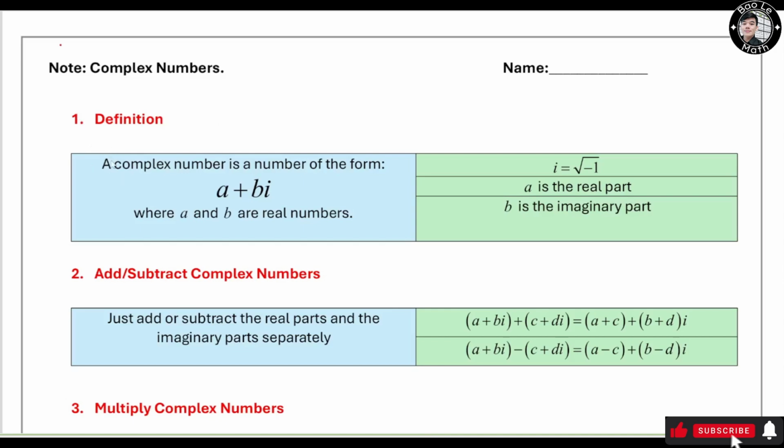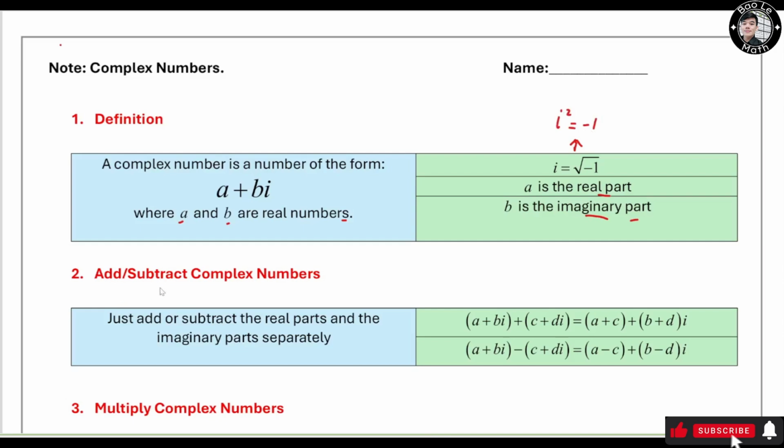Now first we're going to talk about the definition of complex numbers. A complex number is a number of the form a plus bi, where a and b are real numbers. Note that i equals square root of negative 1. a is the real part, b is the imaginary part. Now, if we square both sides, it turns out that i squared equals negative 1.